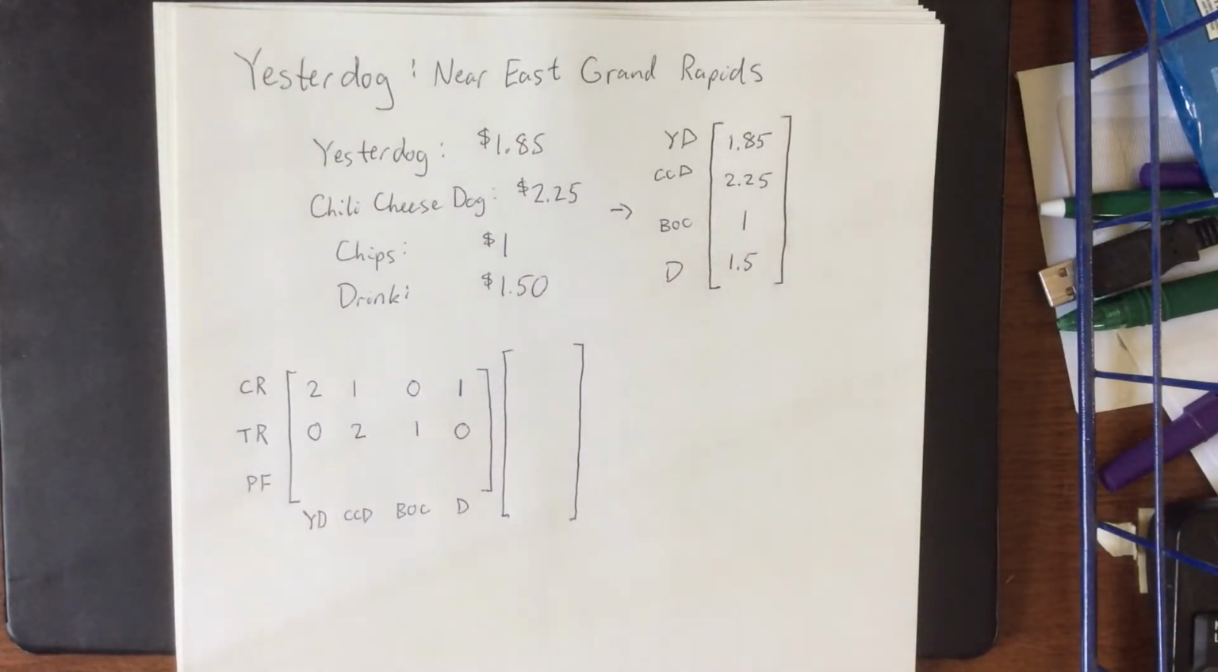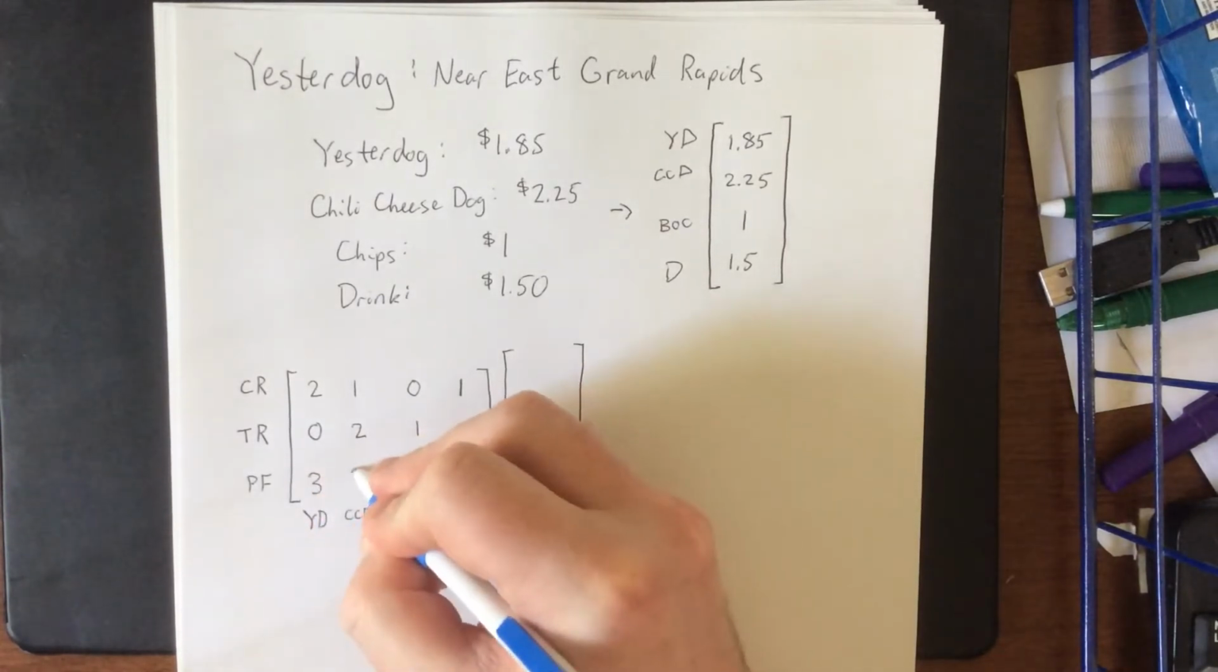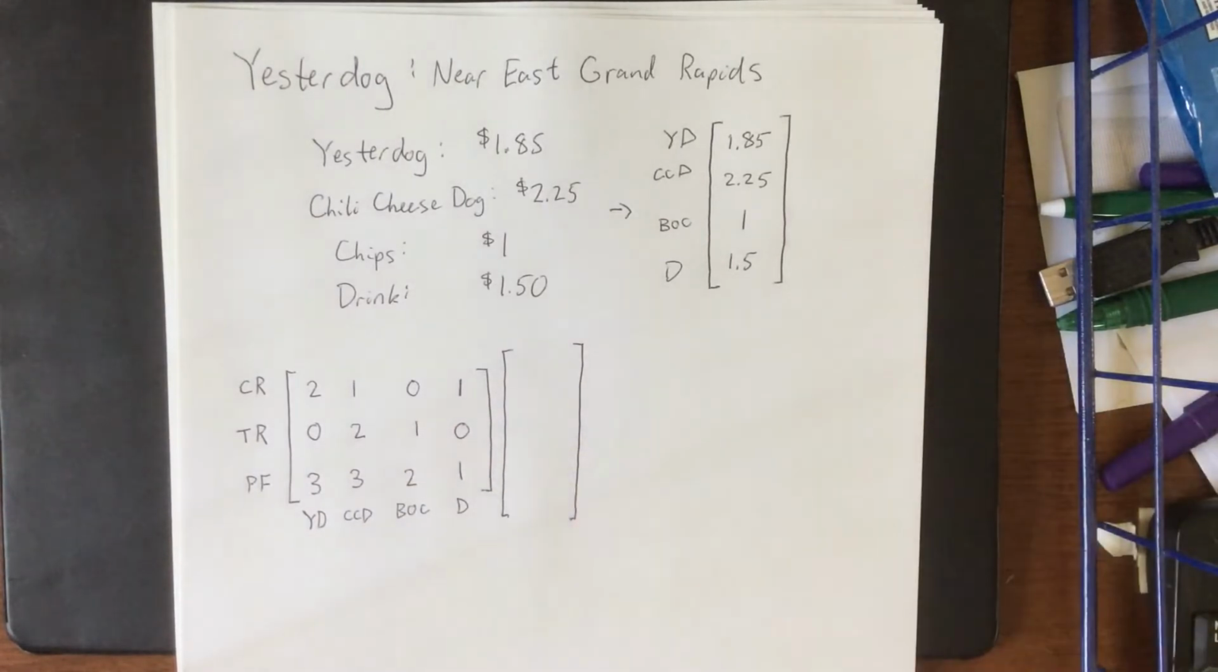No big deal. Me, I have no shame whatsoever. I'm a big fat man, so I'm going to go with 3 Yesterdogs, 3 chili cheese dogs, 2 bags of chips, and 1 drink. Free refills on the drink. Otherwise, I would have gotten like 5 of those.